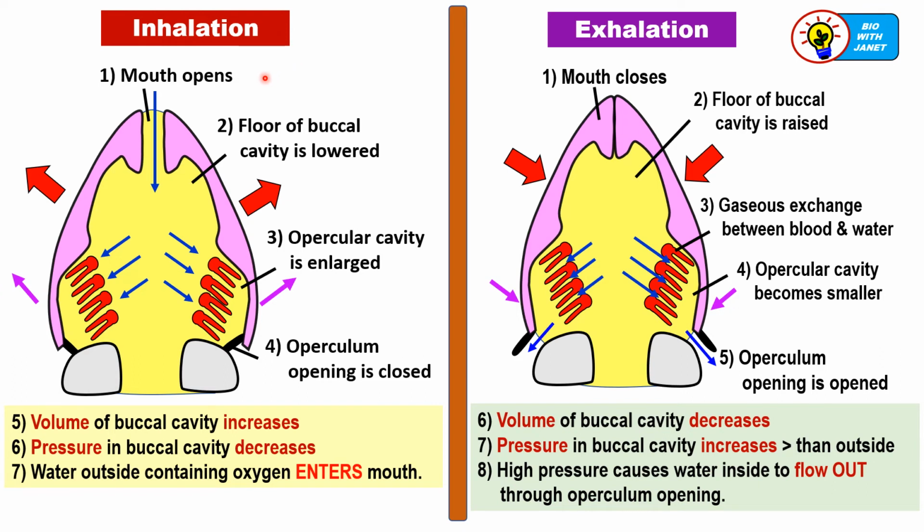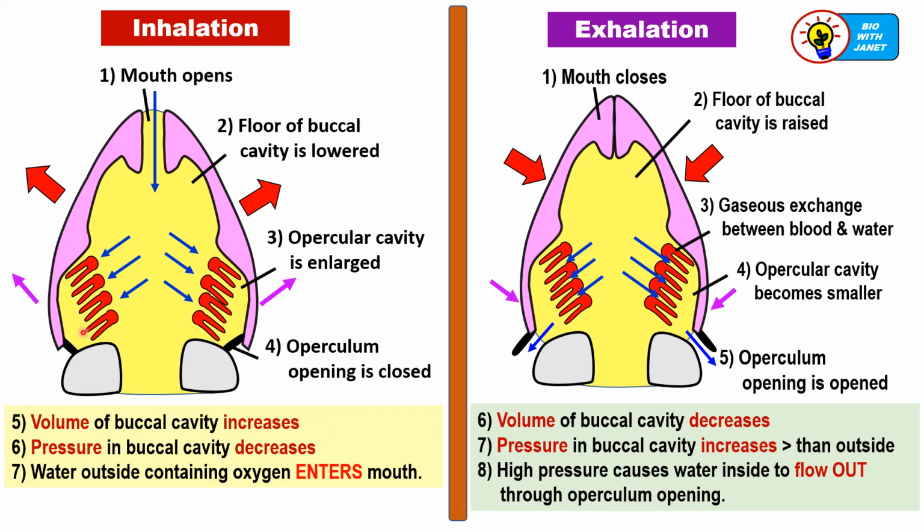So in inhalation, firstly, the mouth opens. The floor of the buccal cavity is lowered to increase the volume of the buccal cavity here. And then the operculum cavity, which is this cavity containing the gill filaments here, is enlarged. So this will also increase the total volume inside the fish, right? But the operculum opening must be closed so that water can only enter through the mouth. Okay? So when the floor of the buccal cavity is lowered and the opercular cavity is enlarged, the volume of the cavity will increase, right?